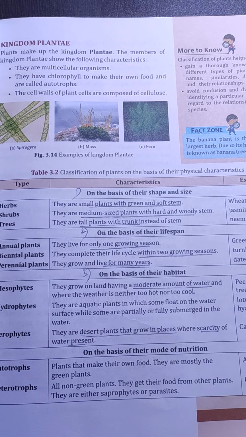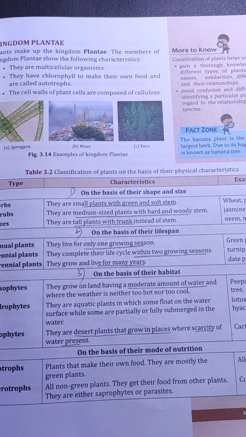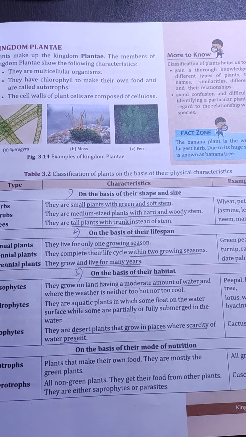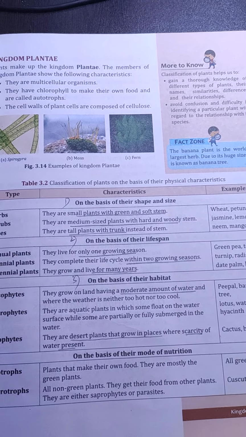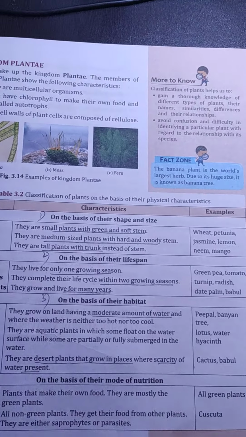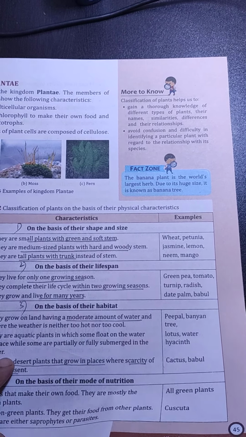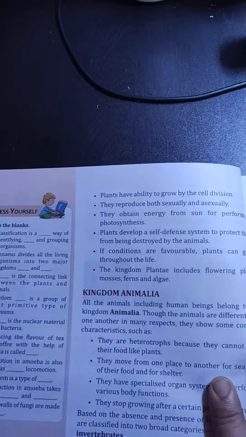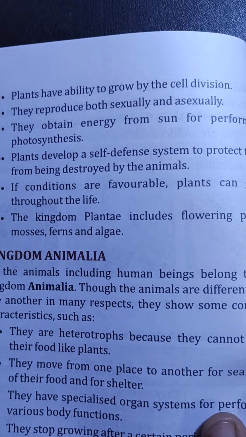Heterotrophs are all non-green plants; they get their food from other plants. They are either saprophytic or parasites. I explained to you earlier about saprophytes and parasites. Saprophytes survive on decaying matter, whereas parasites depend on others and live on another's body as a host.